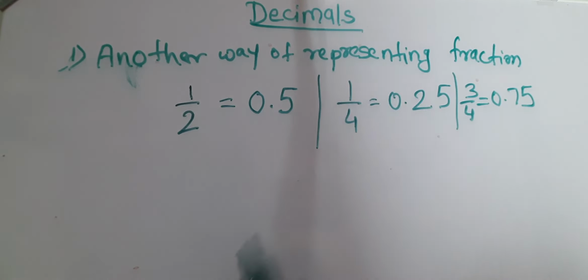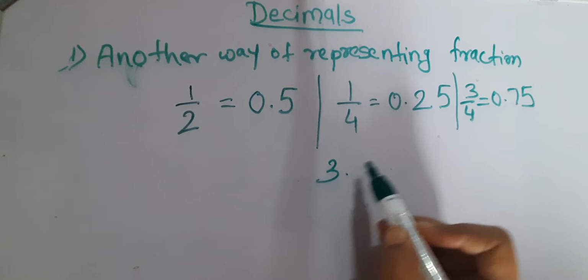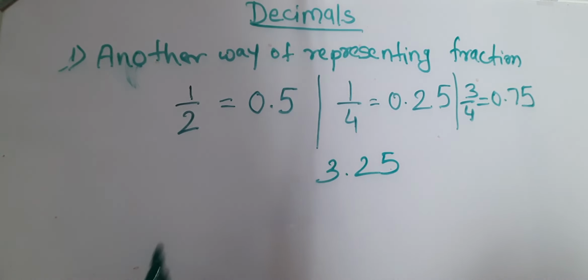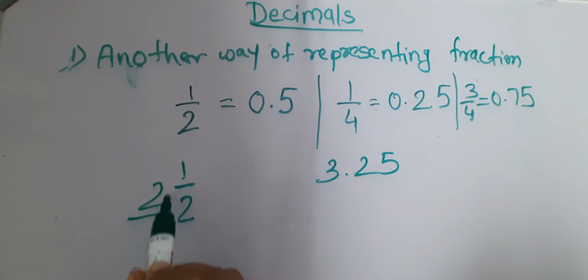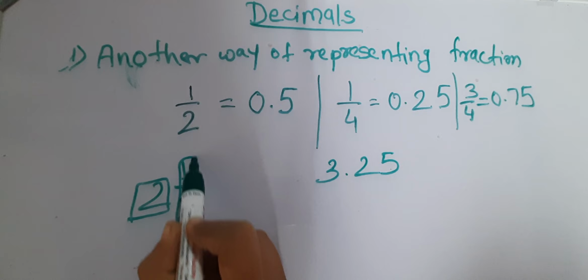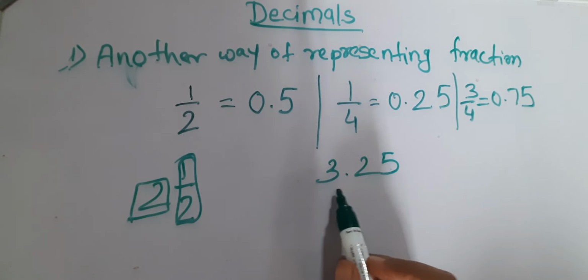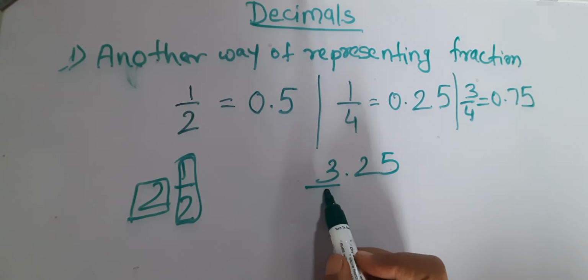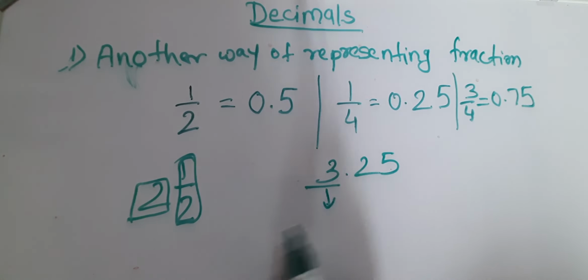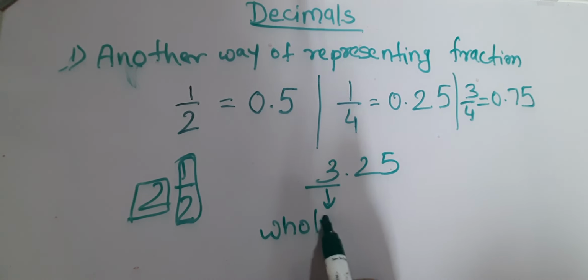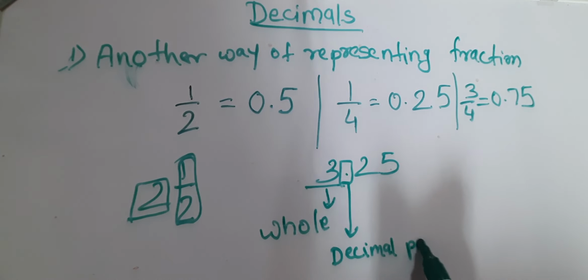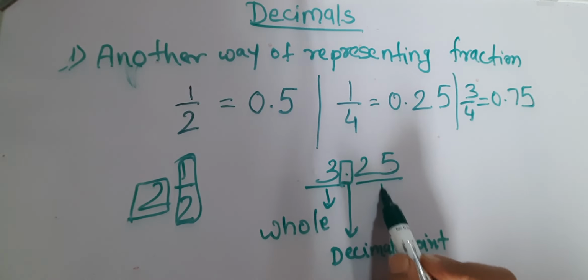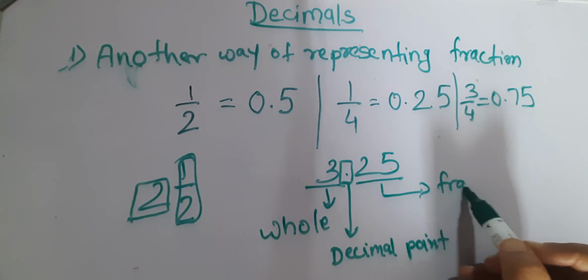Okay, a decimal always consists of parts. Like suppose for a fraction we have 1 1/2. We say 1 is a whole number and 1/2 is a fraction here, right? For a decimal we have 3, the part which comes before the decimal point. This is the whole number, this is our decimal point, and this is our fraction value.